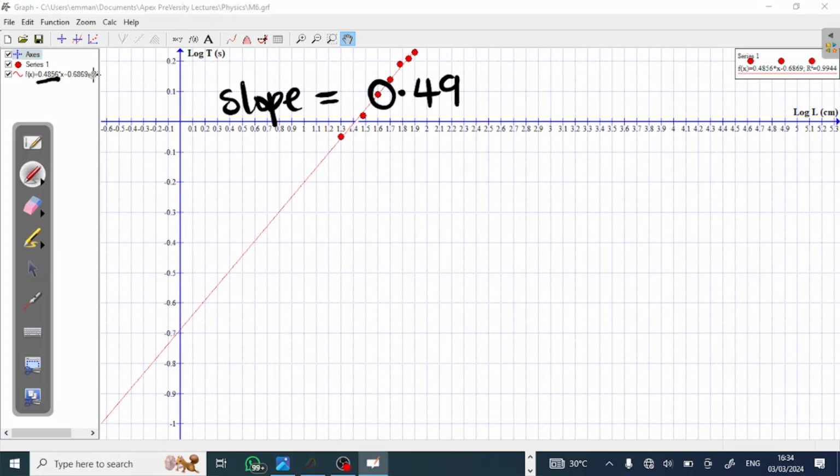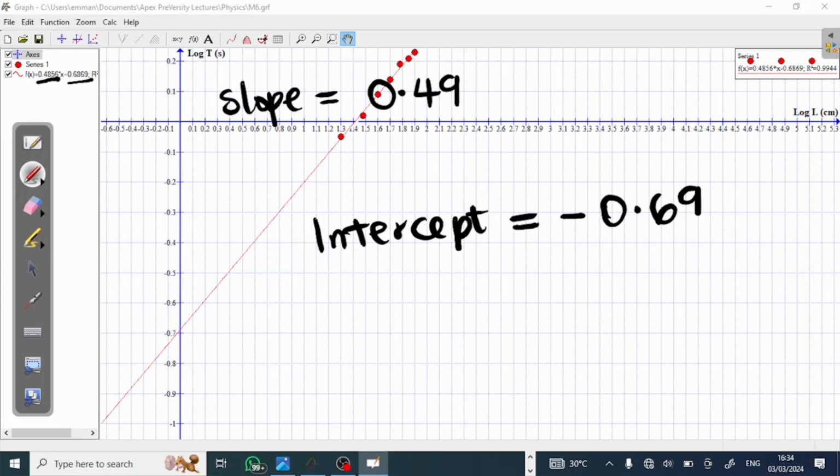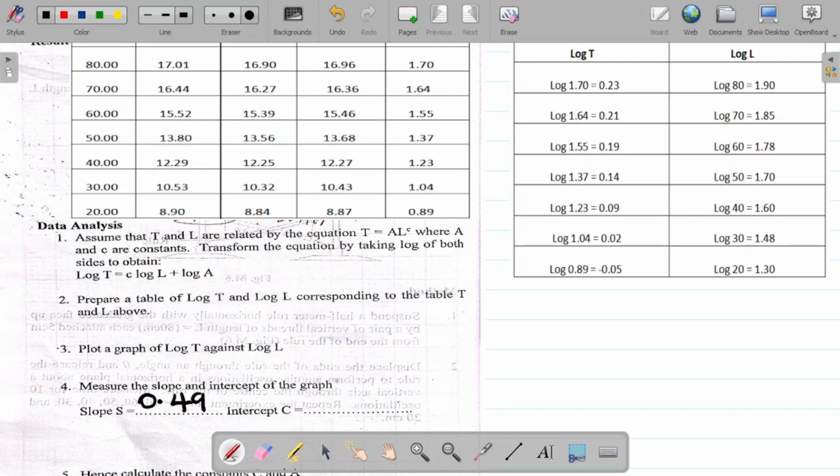Luckily for me, the software is telling me that my intercept from here is equal to minus 0.69. So I'll just come here and put my intercept as minus 0.69, approximately, in 2 decimal places. So with this, I've gotten the slope and the intercept.